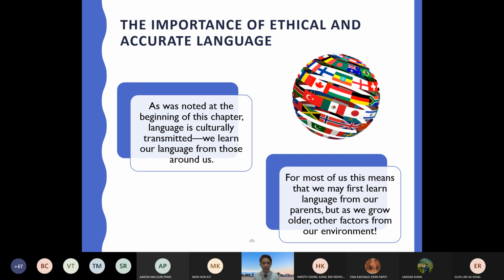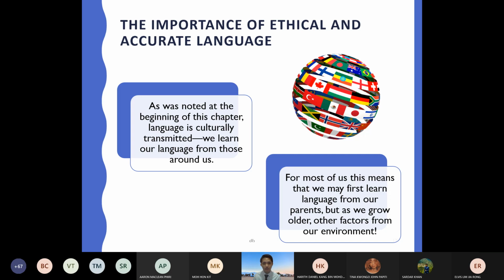Okay, so the last thing that we want to talk about today is the importance of ethical and accurate language. The reason why we have to do this is because language is culturally transmitted. If we do not use language properly, it can give a signal. That's how we think in our environment, and that's where we come from. Sometimes these things might not be too relatable or too suitable in our professional environment, and we want to avoid that a little bit.